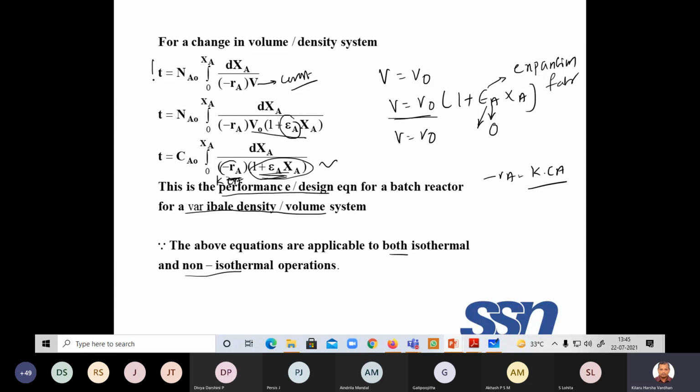Now, since we have this equation, this is the performance equation. We still didn't substitute what minus RA is. This minus RA will change as per the order of a reaction. If you substitute first order, you get one expression. If you substitute second order, you get one more expression. If you substitute zeroth order, you get one more expression. If you substitute a reversible reaction, like A giving R and R giving A, then your minus RA will again change. That we will see now.